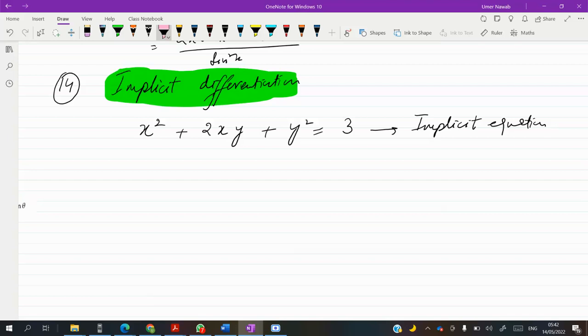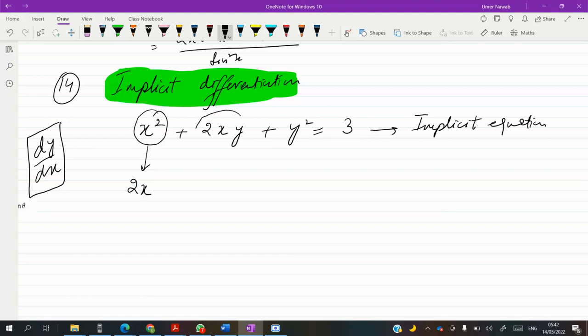So guys, we want to find what? We want to find dy by dx. To get dy by dx, we have to differentiate every term. The derivative of x squared is 2x. Now it's not easy, the differentiation of 2xy.